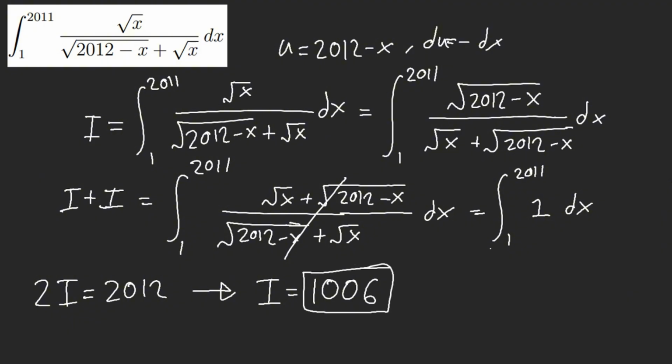Because we're solving for I, you have to divide by 2. I is equal to 1006. So this is King's rule, and this is the most common, popular King's rule integral that you're going to come across. Definitely check out my King's rule video. I made a whole detailed video on that. So definitely check it out.